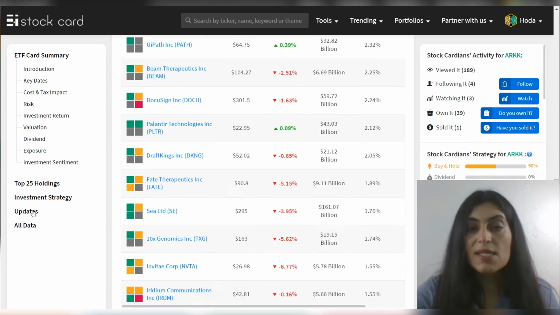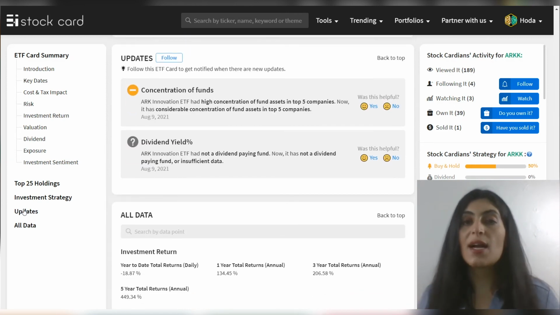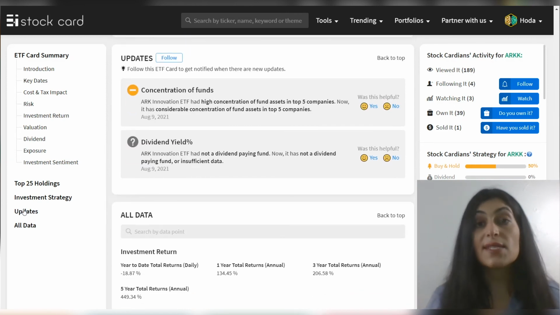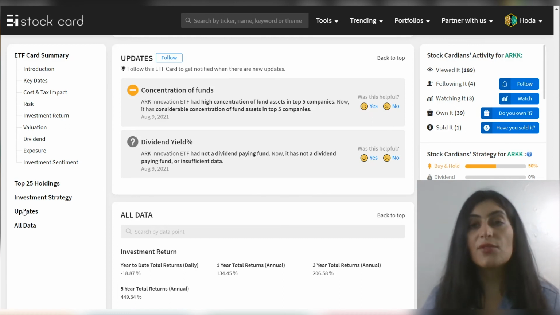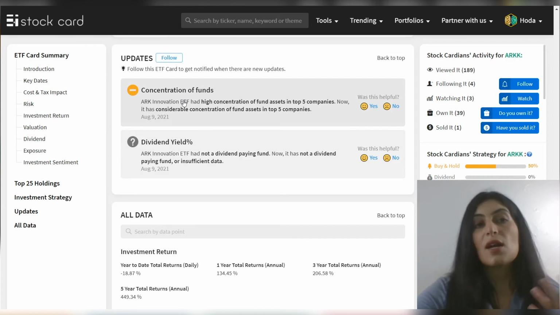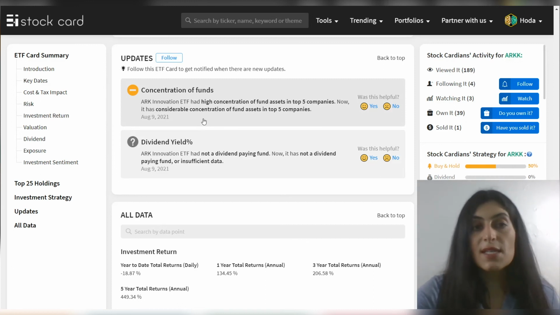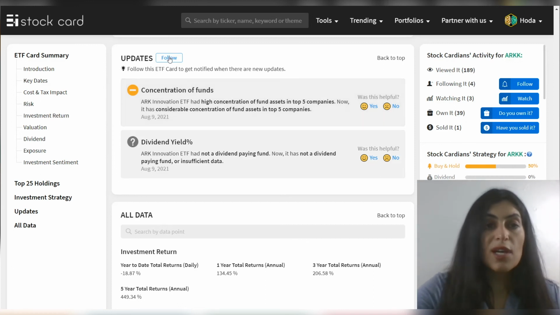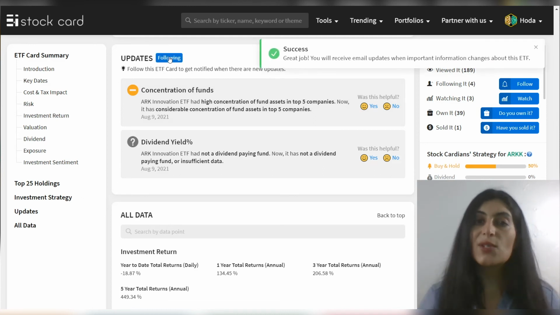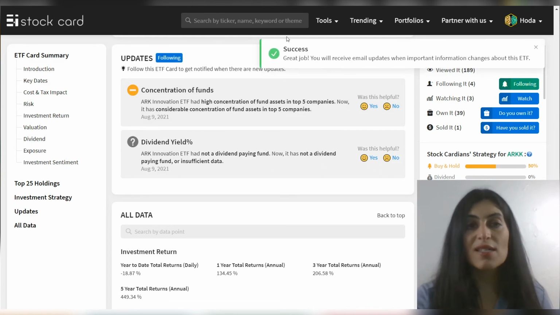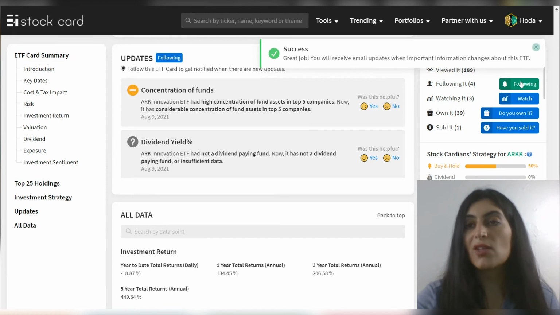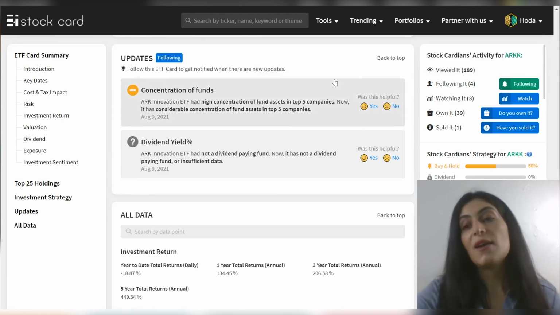You can get updates. We refresh the data about all the ETF cards and all stock cards every night. And if anything changes about that fund or about the stocks, it comes to the update section. Of course, you have to follow it in order to get that notification in your inbox. So I just clicked on follow. You see, following has changed. It's green. So I'll get notified of any major information changes about ARK.